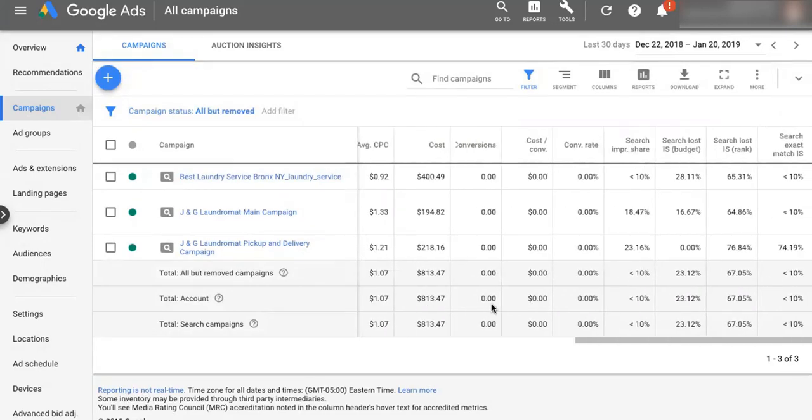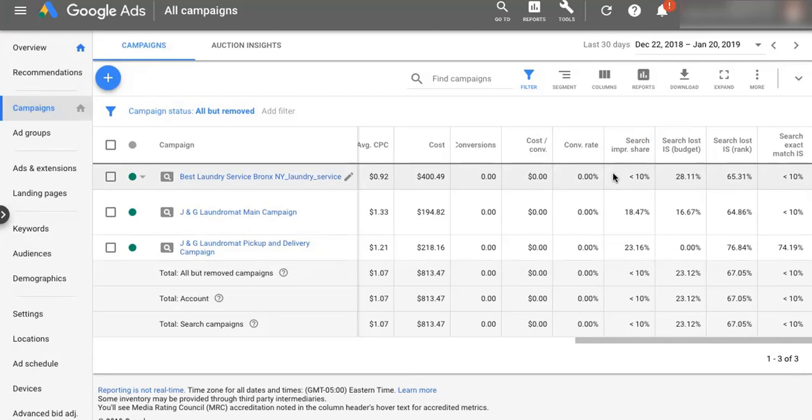So there's a lot of data here. Yeah, there's almost too much. First off, they hide a lot of columns, so you have to unhide them. But then you don't need to read a lot of the columns to understand what's going on. So that campaign in the last 30 days, the top one, best laundry service Bronx, less than 10% impression share. We don't know what that means, less than 10%.